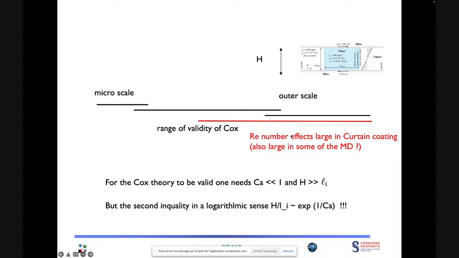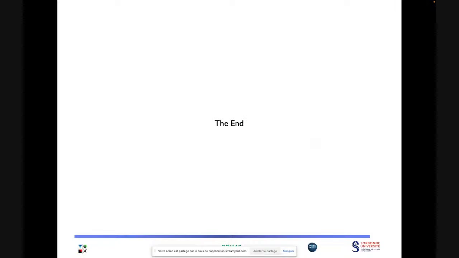So, for example, this Reynolds number effect, this red blocking region, makes it impossible to use the Lejeune and Maglio approach or the Cox approach that we had in, for example, the curtain coating case, or in many, even perhaps probably in this shear droplet case. And so this is the end.